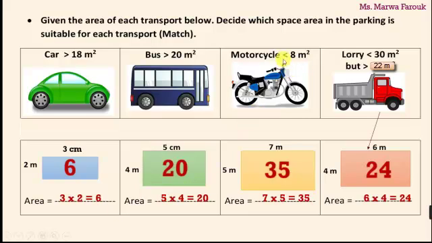Okay, the motorcycle. The motorcycle is smaller than 8. So which one is suitable? Excellent, 6. So I'm going to match between the motorcycle and the rectangle that has 6 square meters. Now the bus, it's greater than 20. Which here is greater than 20? Excellent, it's 35. So I'm going to join between them. And the last one, the car is greater than 18 and it's 20. So I'm going to match between them.